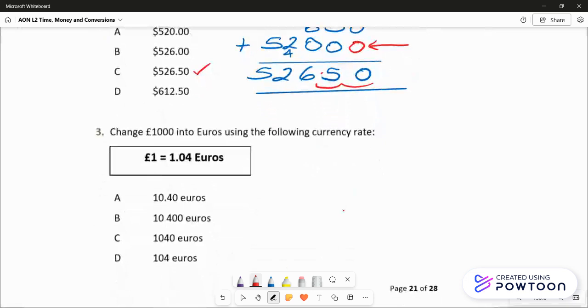Now this time we're changing £1,000 into euros using the following currency rate. So if £1 is 1.04, sorry, it's going to be 1,000 times 1.04. So using the quick method rather than the full multiplication, as we have 3 zeros, we can just move the decimal across 3 places. So when we're multiplying, we're moving the decimal to the right. So 1, 2, 3 to there. So it's gone from here now, and we put a 0 in that space. So we have 1,040 euros.